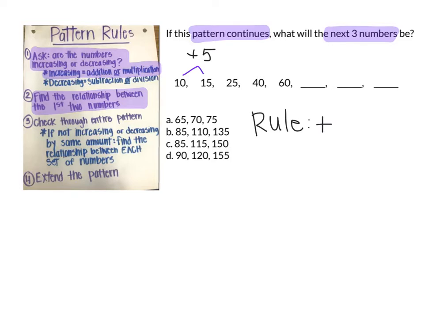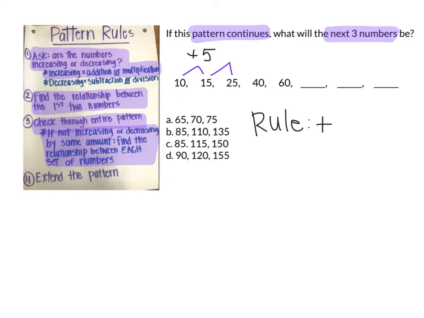Use mental math. Now going back to our chart, step 3 tells me to check through that entire pattern. I can't just assume that my rule is add 5 and not check through the whole pattern. So let's go ahead and check. 15 plus 5 is 20. 20 does not match the next number in our pattern. So that tells us that our number is not increasing by the same amount.